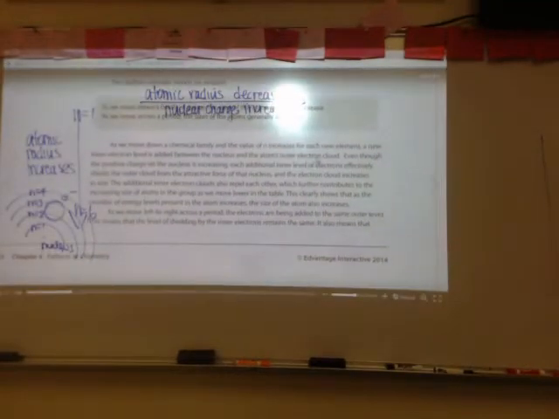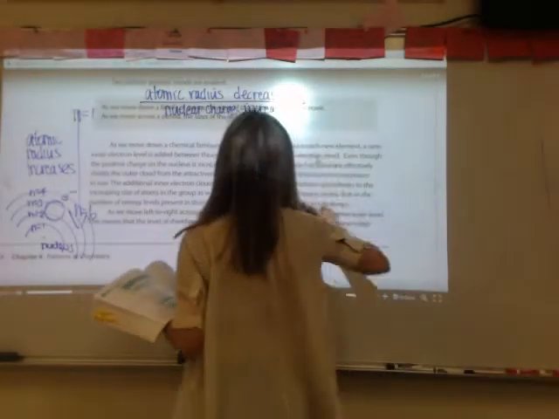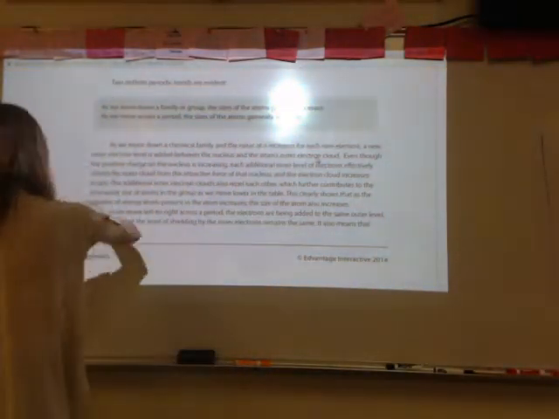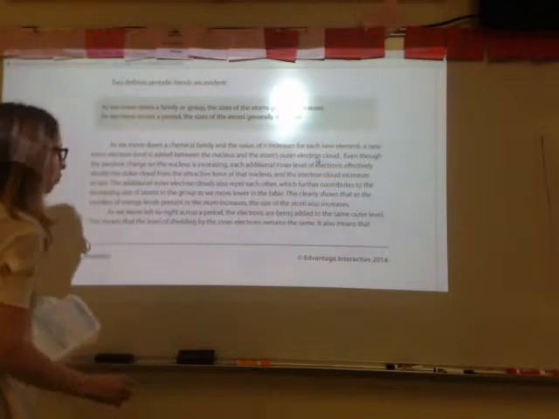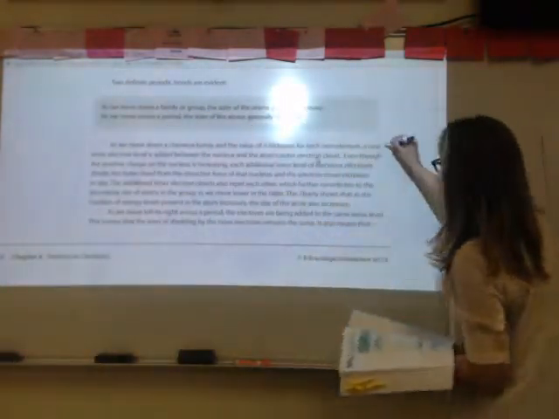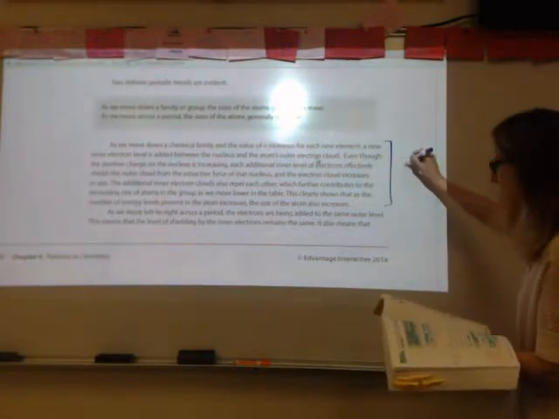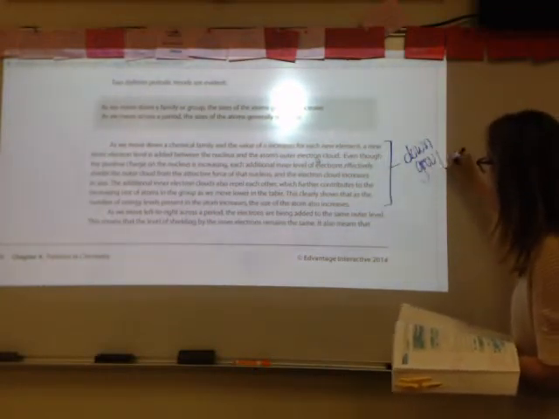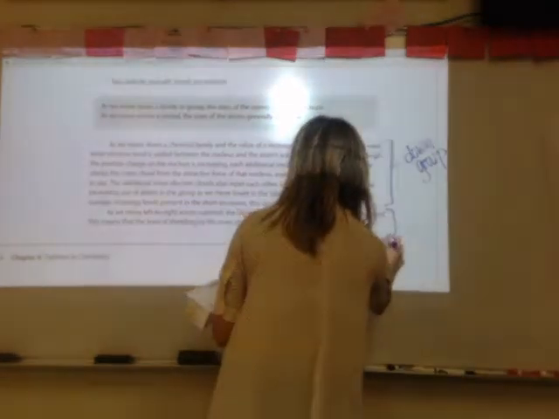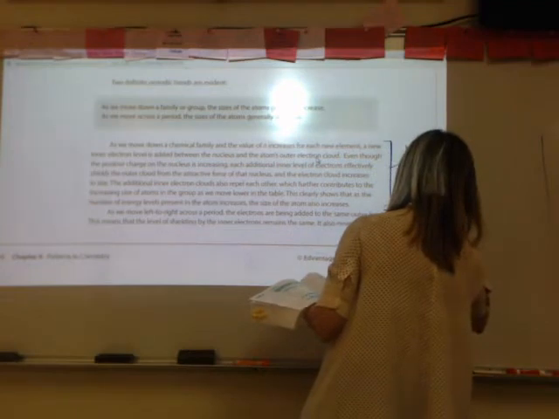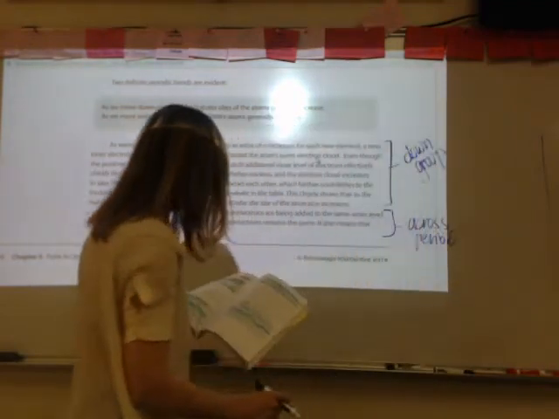As you move down a family or group, the size of atoms generally increases, and as you move across a period from left to right, the sizes of atoms generally decrease. Now, if you want a little bit of a further explanation of all of this, this first paragraph here is explaining what is happening as we go down a group, and these last two sentences here are explaining what happens when we go across a period in more detail.